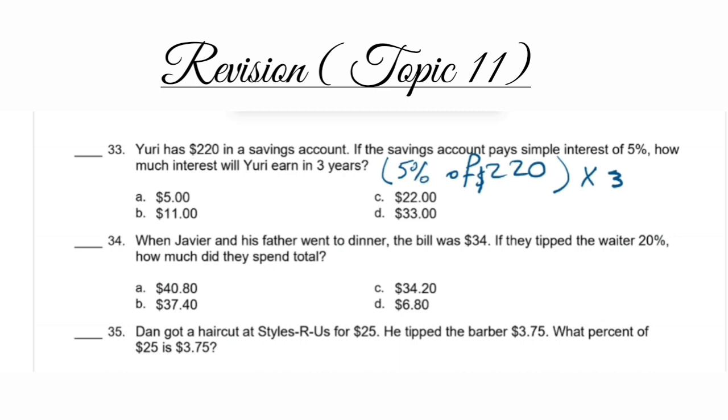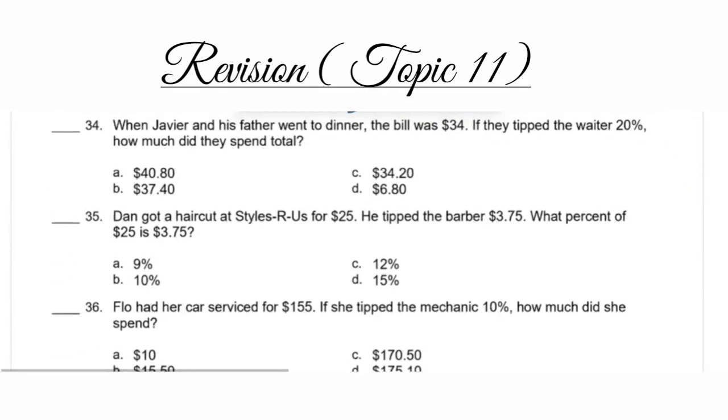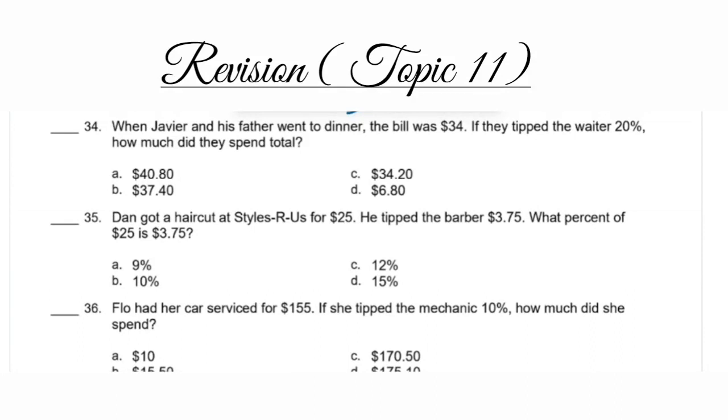So 5% of $220, that is 11. Multiply this by 3, because this is 3 years. It will be 33. So after 3 years, the simple interest will be $33. Question 34.